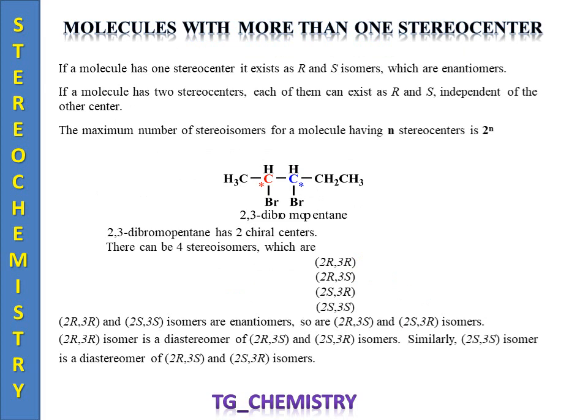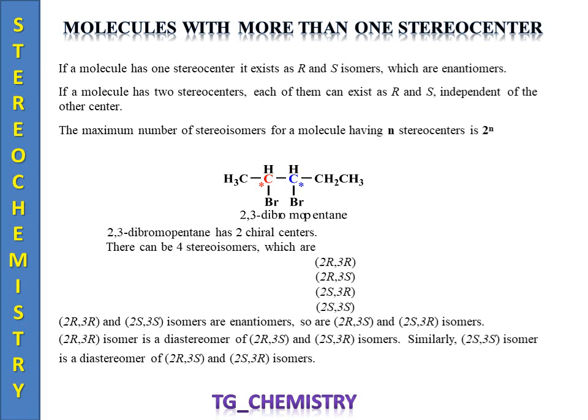What happens with molecules with more than one stereo center? For those cases, how to assign the R and S configurations? Now, if a molecule has one stereo center, it exists as R and S isomers, which are enantiomers. And if a molecule has two stereo centers, each of them can exist as R and S, independent of the other center.